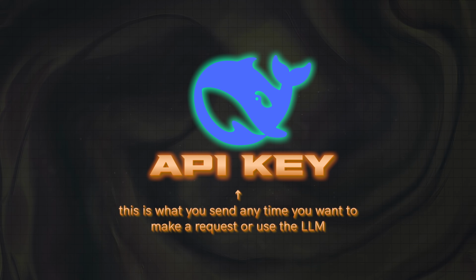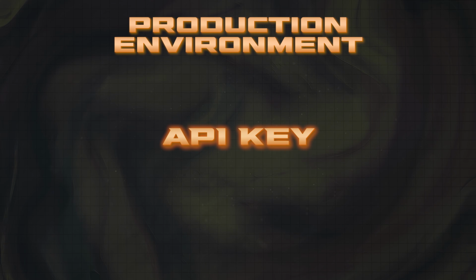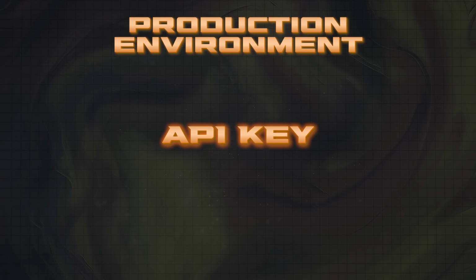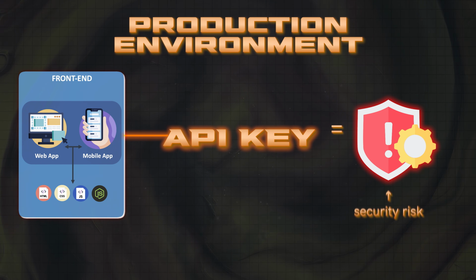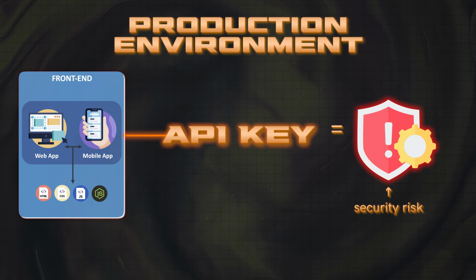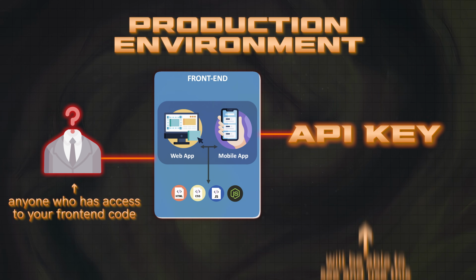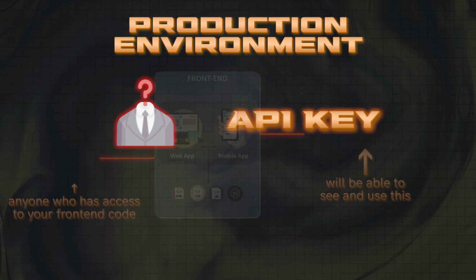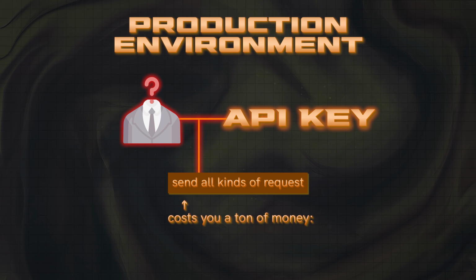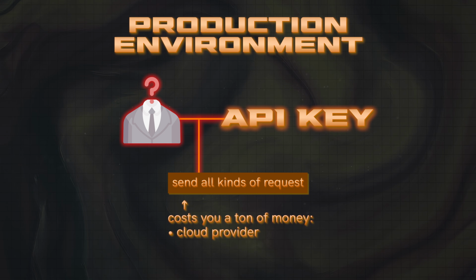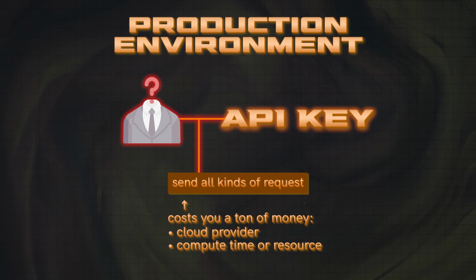LLM. Now this is great and it works well if you're doing this locally, but in a production environment, if you were to take this API key and use it directly from your own front end, so something like a website or a mobile application, you'd be introducing a huge security risk. The reason why that's the case is because if you use one of these keys from your front end, then anyone who has access to your front end code will be able to see and use that key. So they could really take advantage of that and they could send all kinds of requests and cost you a ton of money. Because anytime you send a request to something like a cloud provider, well, it costs you money. And even if you're running this locally on your own computer, it costs you compute time or resources.